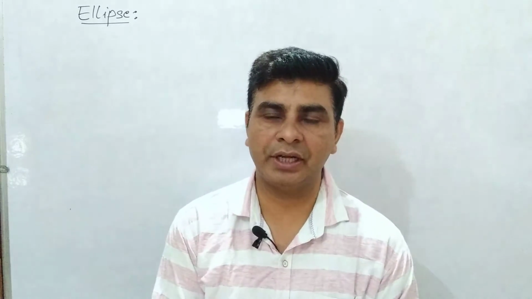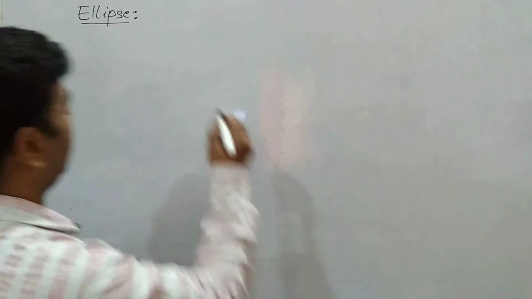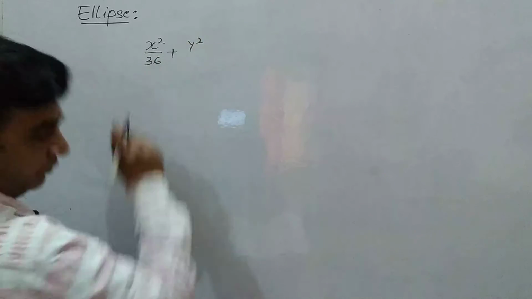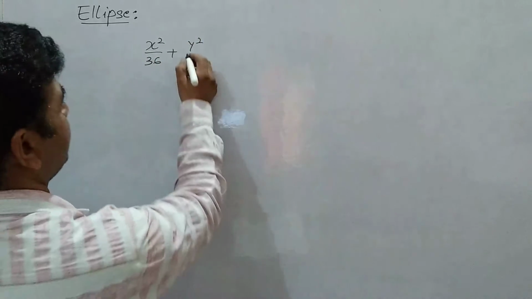Dear students, let's continue exercise 11.3 based on the concept of the ellipse. So the first question is given to you. We need to find the coordinates of the foci, the vertices, length of major axis, length of minor axis, eccentricity and the length of latus rectum for the given ellipse. The equation of the ellipse is given by x square by 36 plus y square by 16 is equal to 1.